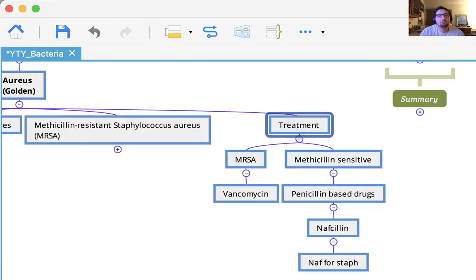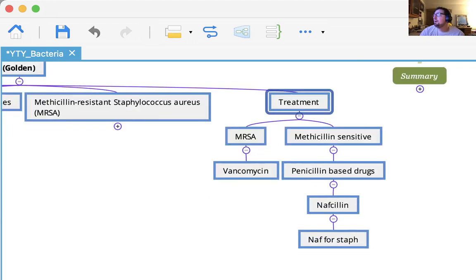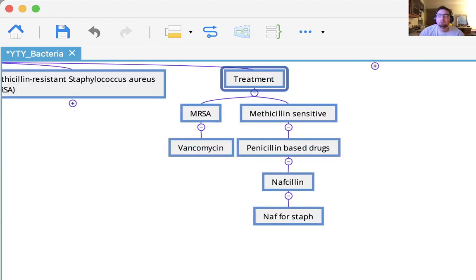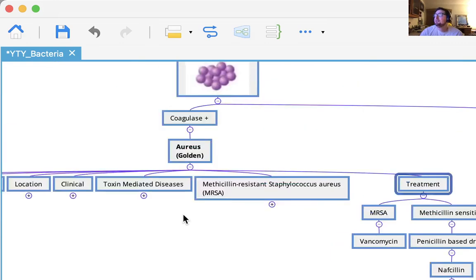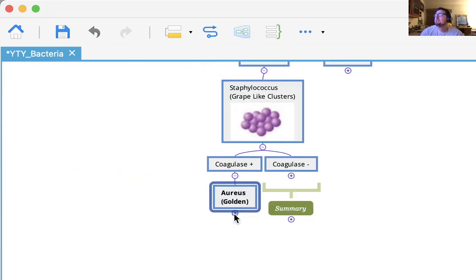And finally, treatment. If you have MRSA, which we just talked about, you want to go for vancomycin. Bring out the big guns. If you have normal Staph aureus, methicillin-sensitive Staph aureus, you want to use penicillin-based drugs. Think nafcillin, or as the classic saying goes, NAF for staph. And that is Staph aureus.